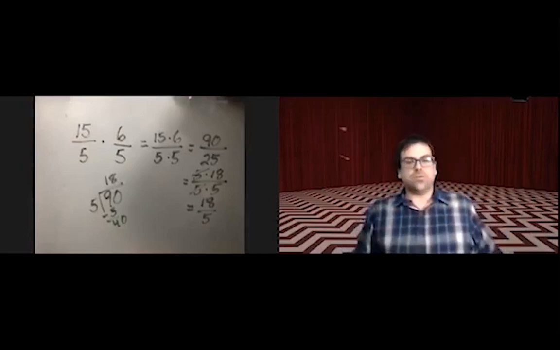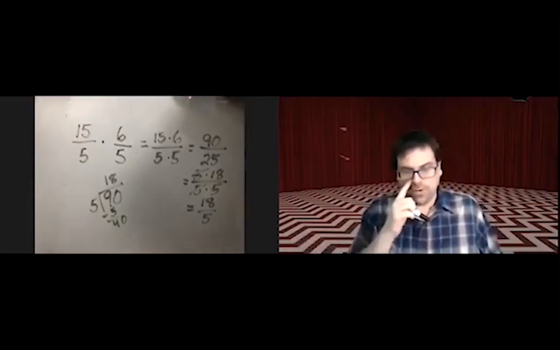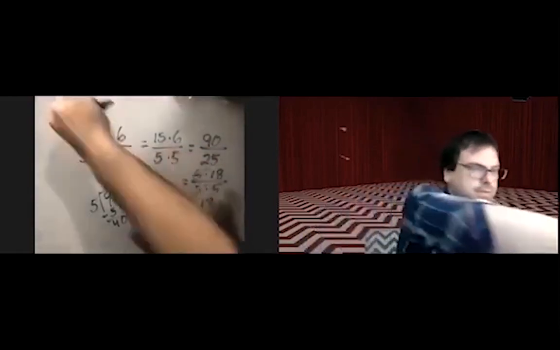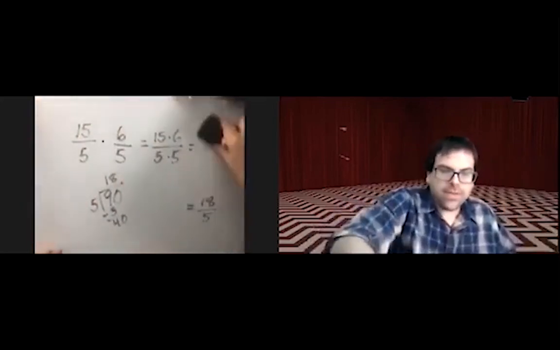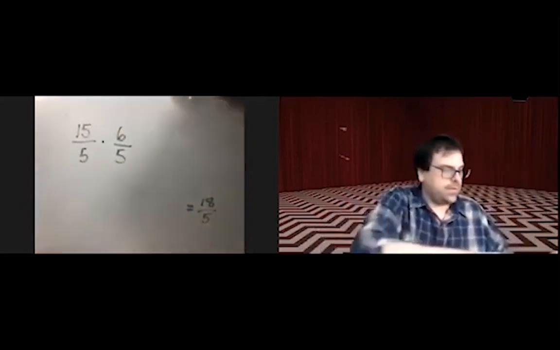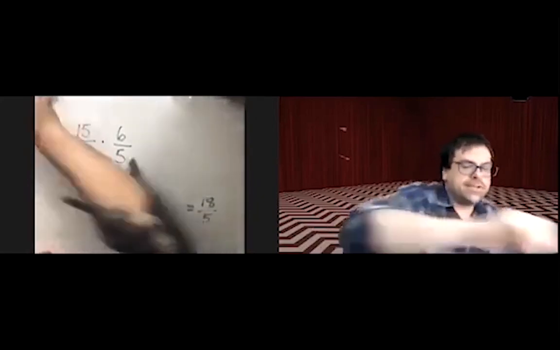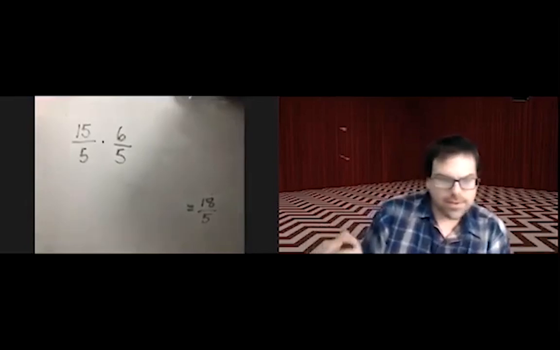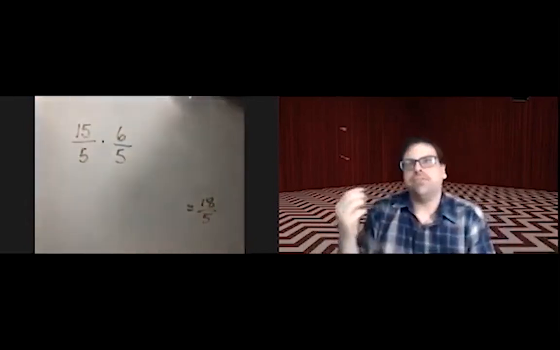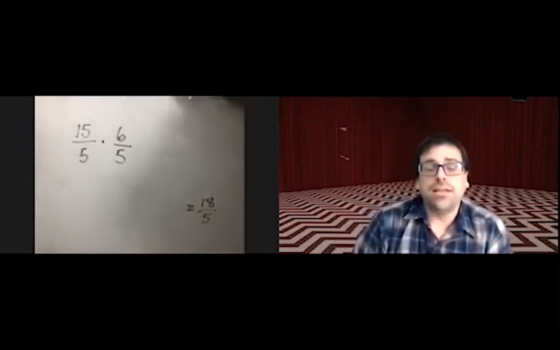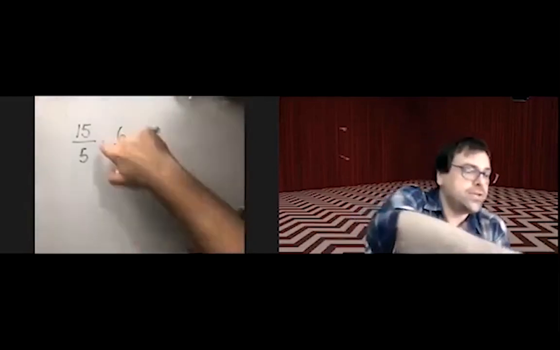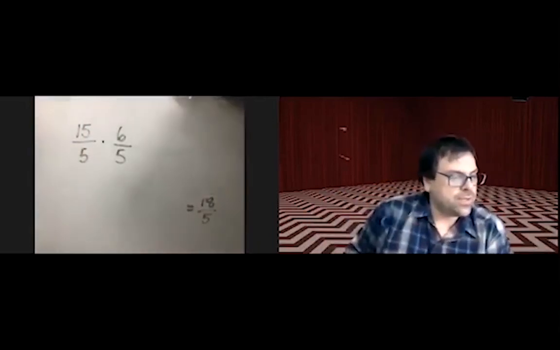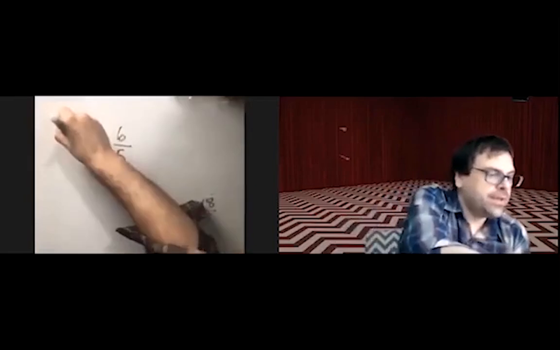But there's got to be an easier way. I said canceling could work here, and then we wouldn't have to go through these big numbers. How would that work? And I am going to use cancellation where I can moving forward. 15 and 5 can both be divided by 5, whether we do this 15 and 5 or that 5. It doesn't matter which one. We need to do one of them.